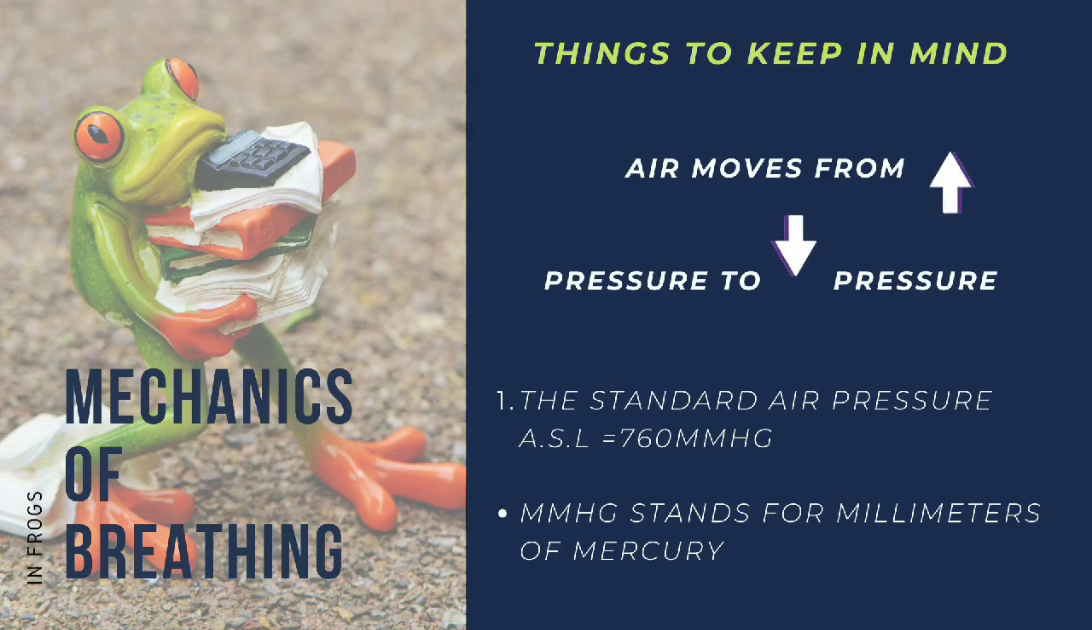Mechanics of breathing in frogs. Things to keep in mind. Air moves from a higher pressure to a lower pressure. The standard air pressure is equal to 760 mmHg. mmHg stands for millimeters of mercury. In the mechanics of breathing, we have inhalation and exhalation.